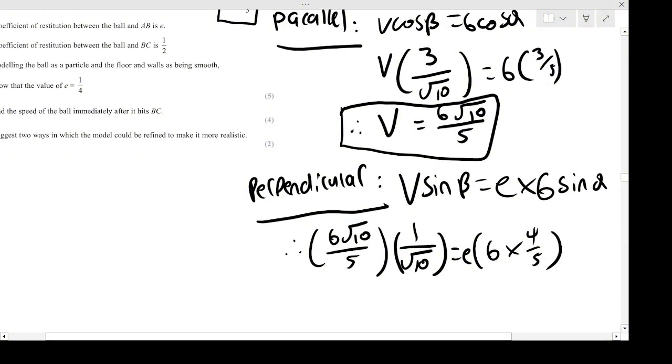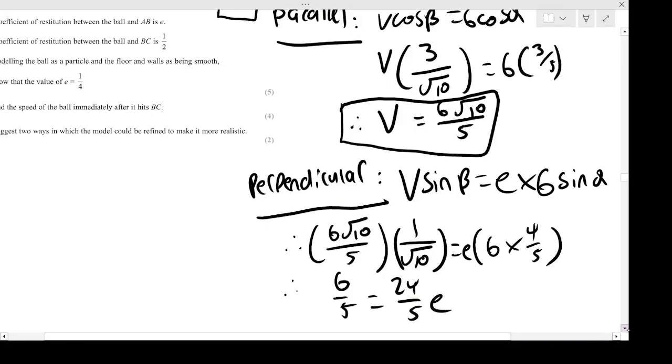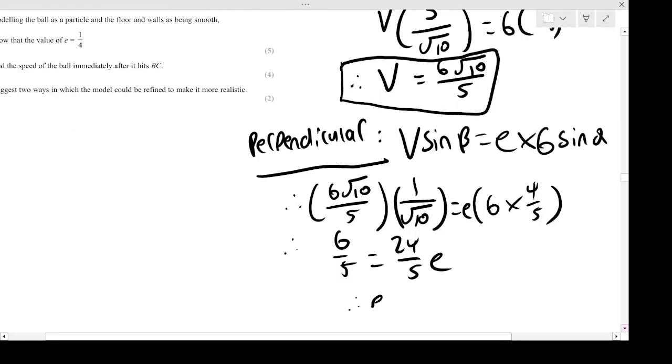Okay. So if we simplify this just a little bit, if we multiply the brackets on the left, so 6 root 10 over 5 times 1 over root 10, we get 6/5 to be 24 over 5 lots of E. Therefore, if we divide by 24 over 5, we can get E to be a quarter. Okay, and there we are. We are showing that E is a quarter. Okay, great.